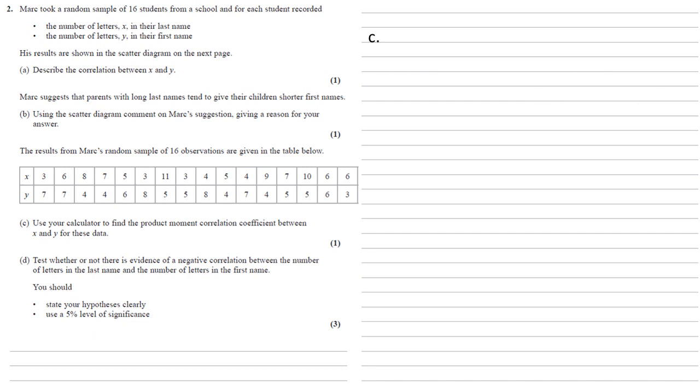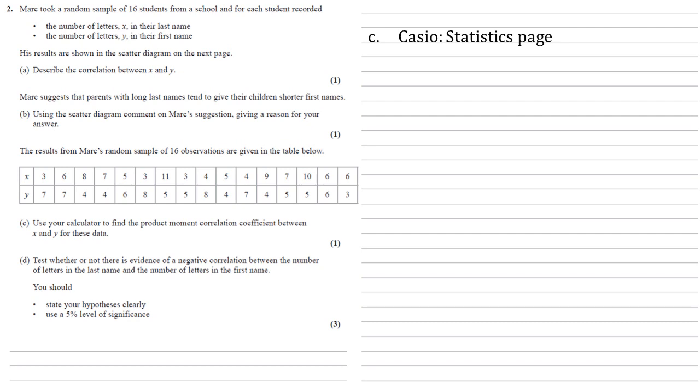The results from Mark's random sample of 16 observations are given in the table below. For part C, we need to use our calculator to find the product moment correlation coefficient between X and Y for these data. So to do this, these are the instructions for a Casio, but it'd be fairly similar for any other calculator you're using.